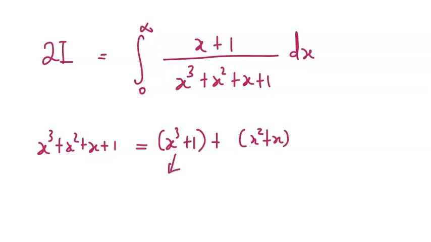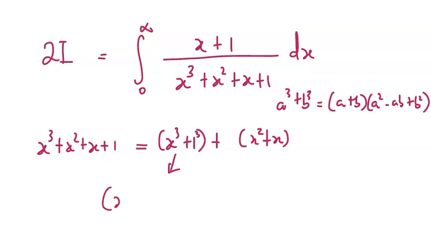So right over here, I will use the sum of two cubes formula. Let us take note. We have a cubed plus b cubed, which is equal to a plus b multiplied by a squared minus ab plus b squared. But how am I going to use that here? Actually, we have x cubed, and this one is the same as 1 cubed. So that is going to give us x plus 1 into the bracket x squared minus x plus 1.